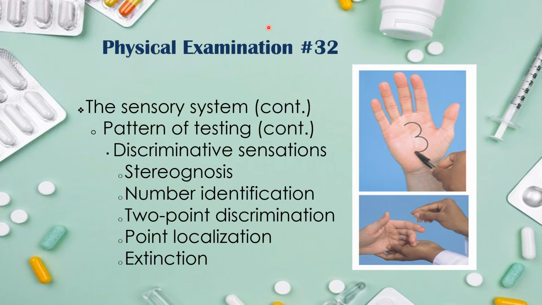For number identification, also known as graphesthesia, if arthritis or another condition prevents the patient from manipulating an object to identify it, you can test the ability to identify numbers by using the blunt end of a pen or pencil. You can draw a large number in the patient's palm. Generally, the person can identify most of the numbers you write there.